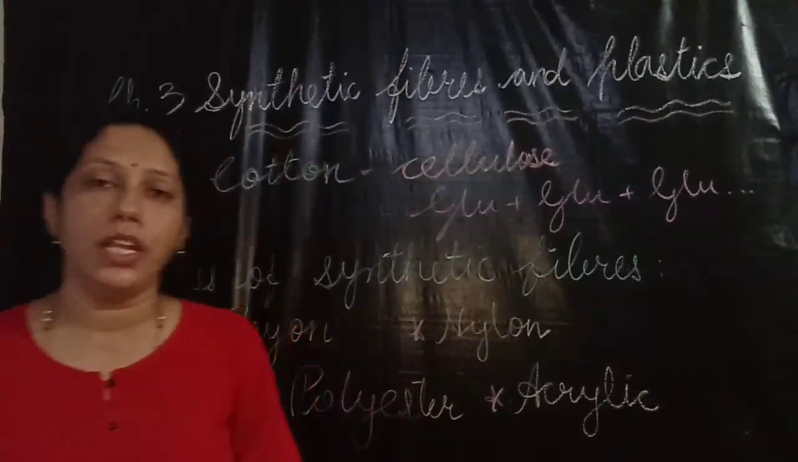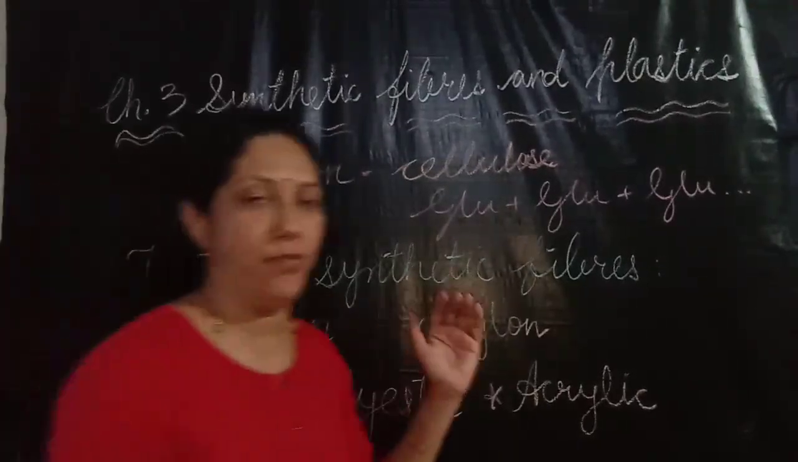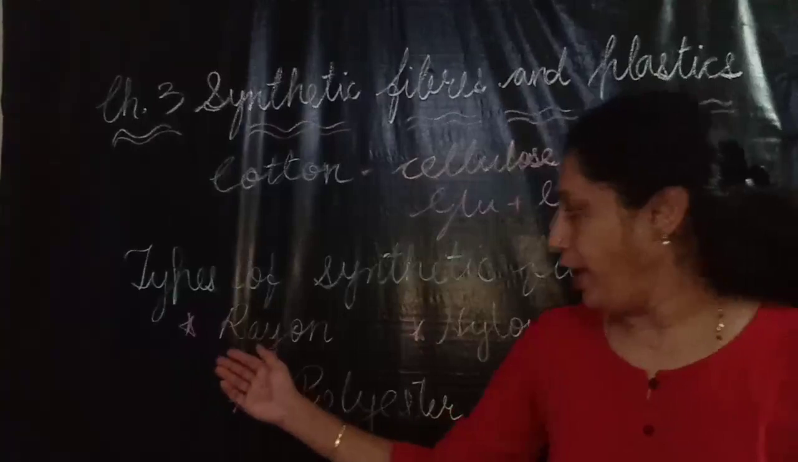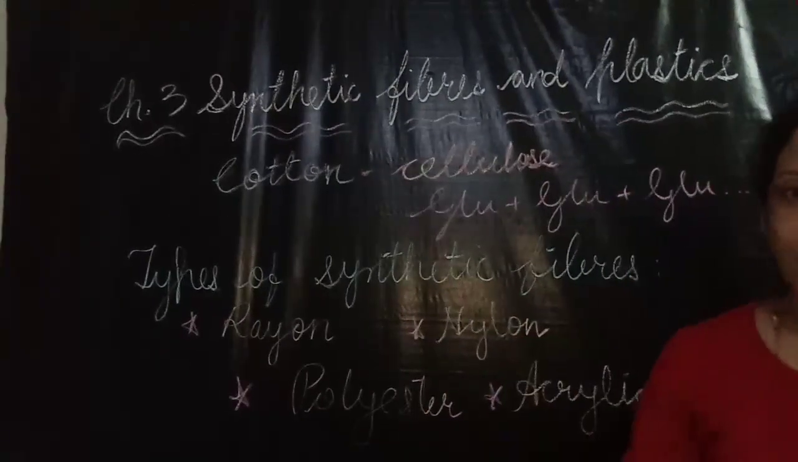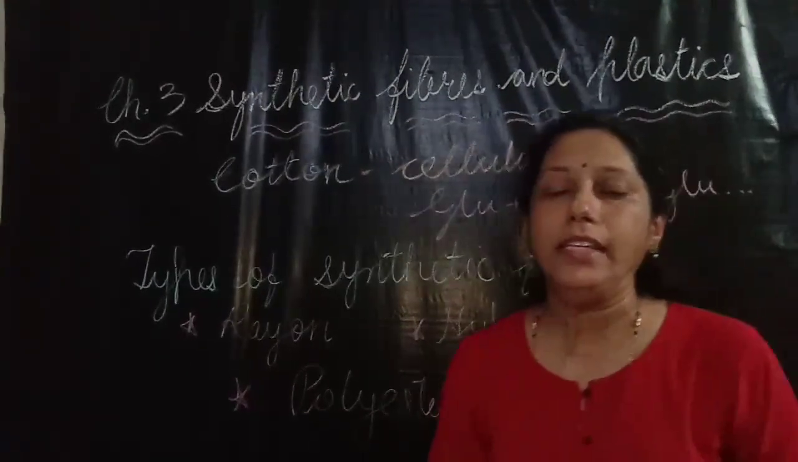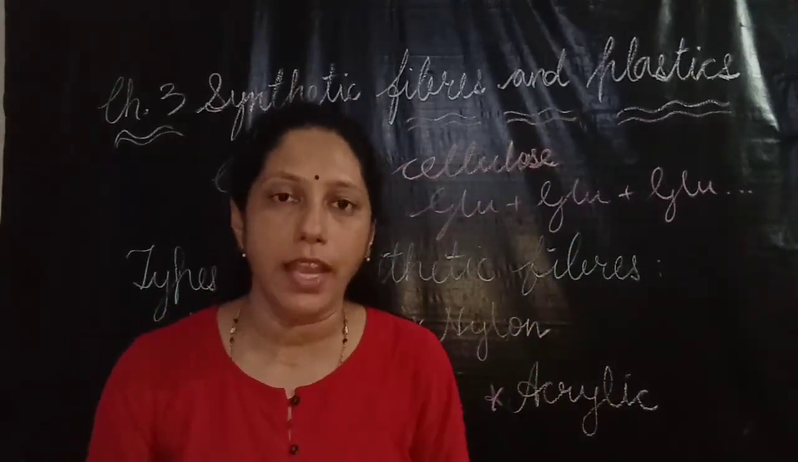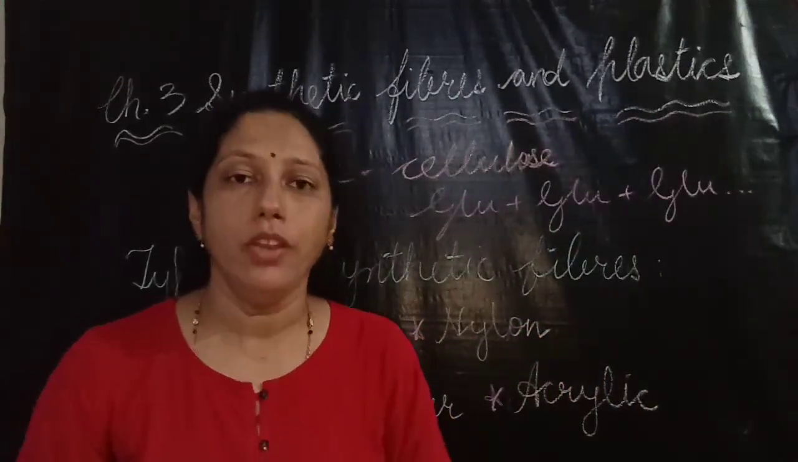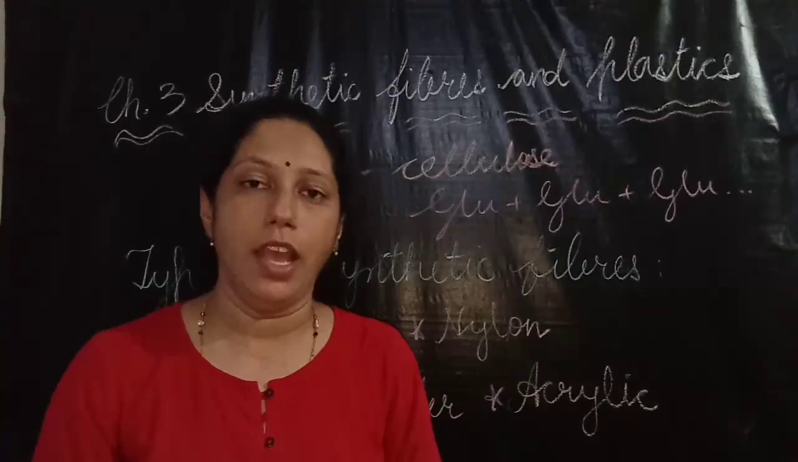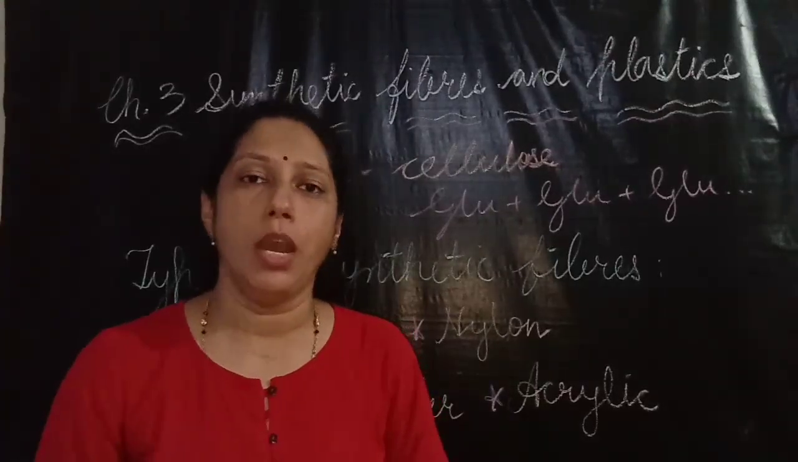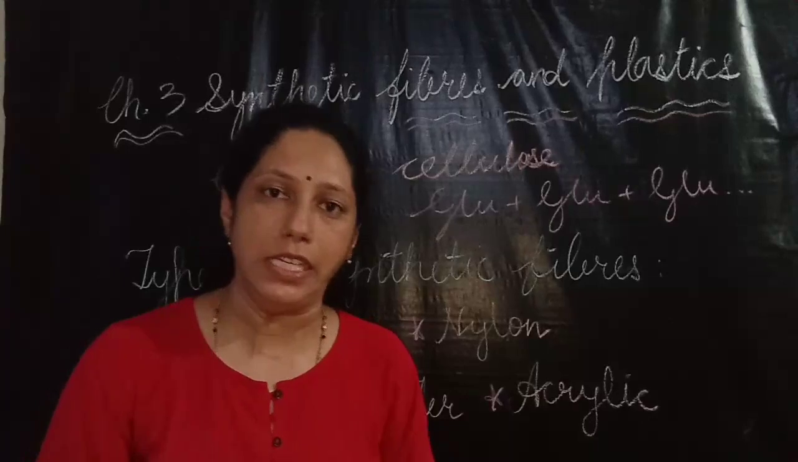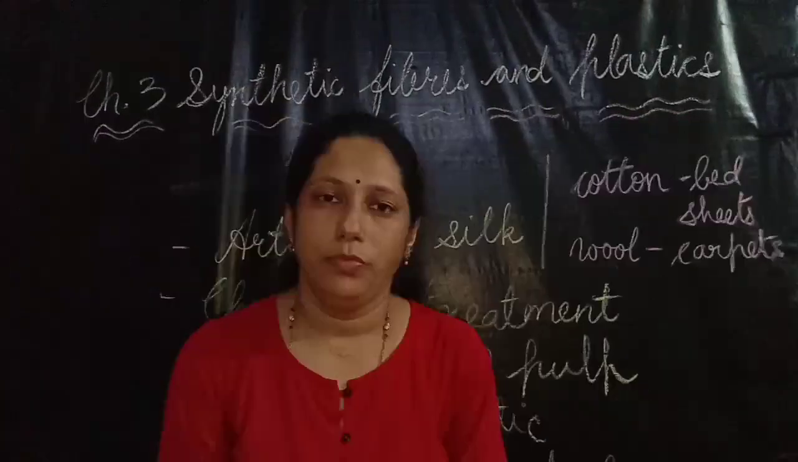Now we are going to study about the types of synthetic fibers. Rayon, nylon, polyester, acrylic. These are the different types of synthetic fibers. I repeat the examples: rayon, nylon, polyester and acrylic. We are going to study about the synthetic fibers in detail one by one.